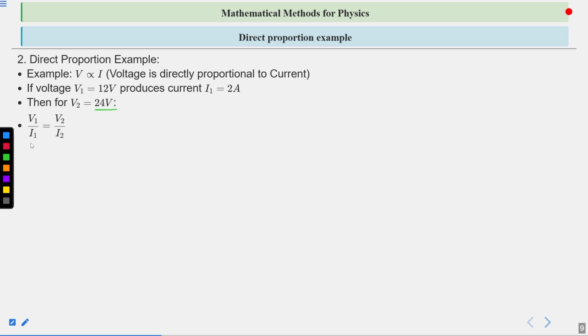the ratio V1 divided by I1 is equal to V2 divided by I2. V1 is 12 volts, V2 is 24 volts, I1 is 2 amperes, and I2 is what? Taking the cross product, you will get the value of I2. Multiply: 12 I2 is equal to 48. So you will get I2 is equal to 4 amperes. When voltage doubles, current also doubles.